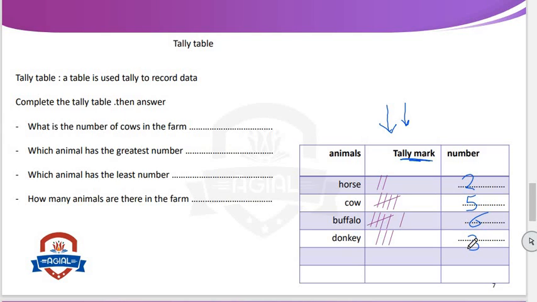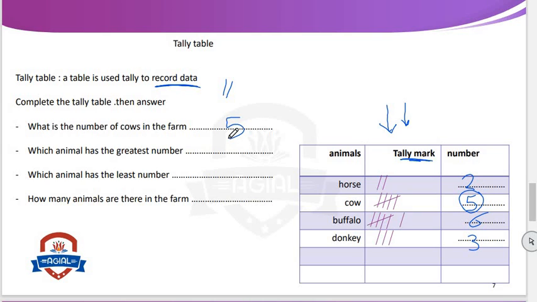All of you can count how many. Okay. Complete the tally table. We complete the tally table. You understand what's the meaning of tally table again? It is a table that used tally, use this marks, okay, to record data. Okay, what is the number of cows in the farm? Who can say? How many cows in the farm? Cows, super, 5.